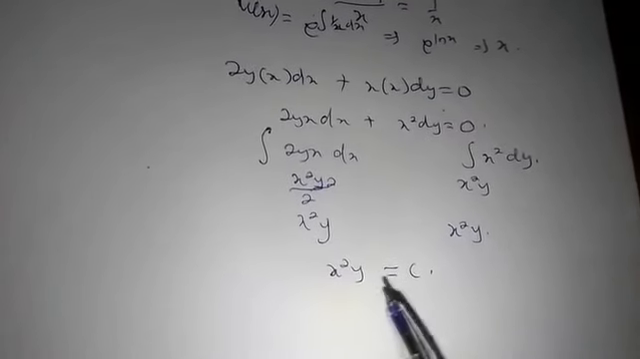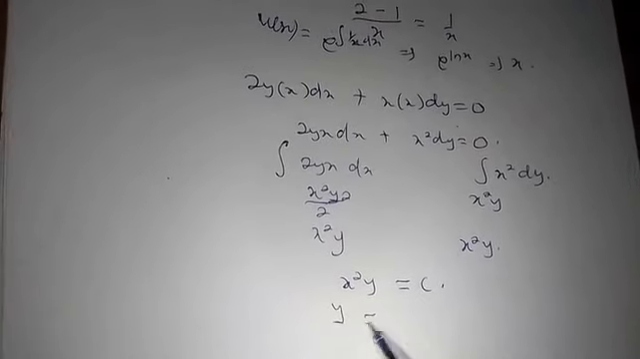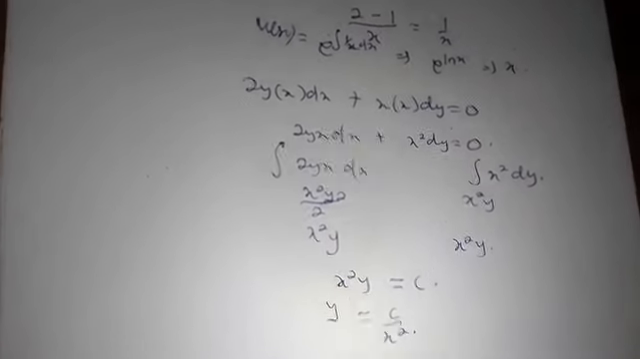But since this is in the implicit form, let me leave it in the explicit form by making y the subject. So y is simply equal to c over x squared, as simple as that.